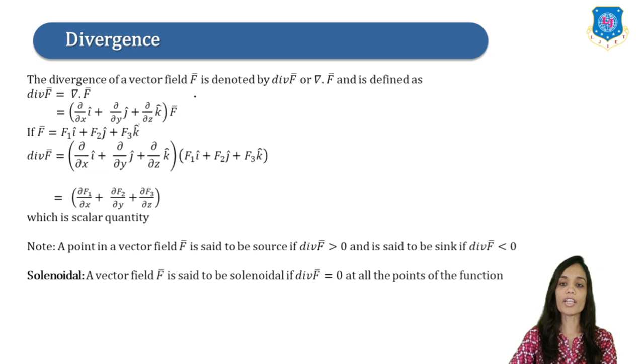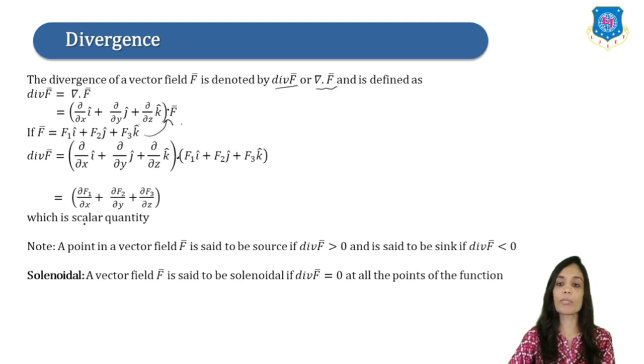The divergence of a vector field f bar is denoted by divergence of f bar or del dot f bar. Here it is a dot product and is defined as divergence of f bar equals del dot f bar. Now we know what our del is: del by del x i cap plus del by del y j cap plus del by del z k cap, dot f bar. Now we assume our f bar as f1 i cap plus f2 j cap plus f3 k cap. Put this over here and do the dot product.